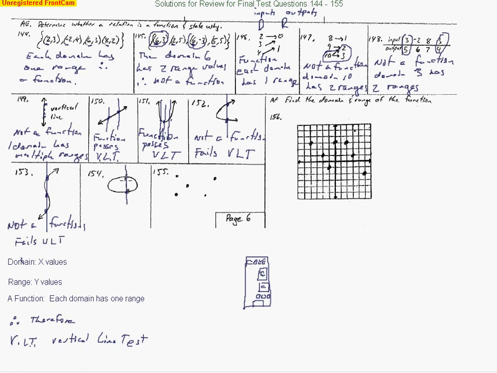So this one will fail as well. Notice that I pass a vertical line through and it crosses twice. So that means this is not a function. And the reason it's not a function is that it fails the vertical line test.